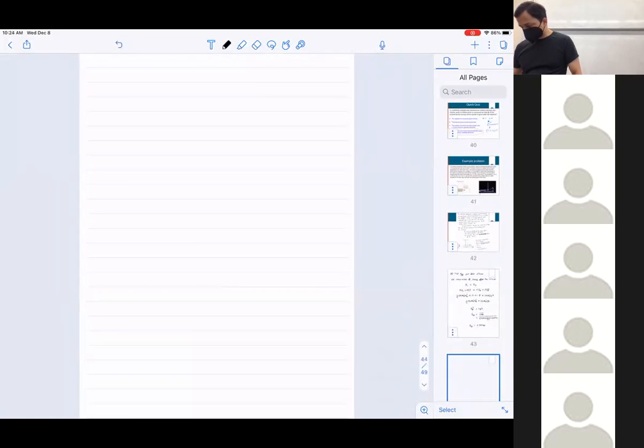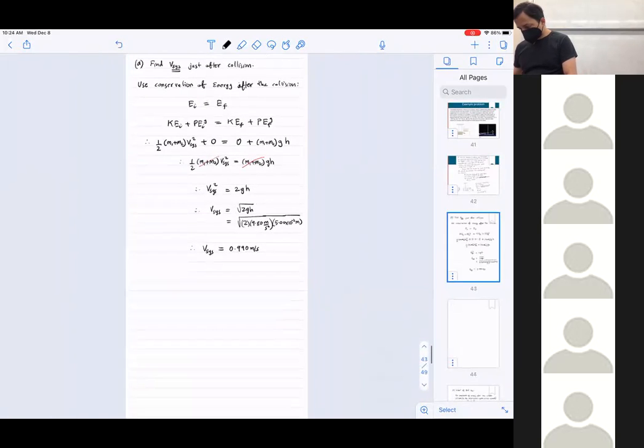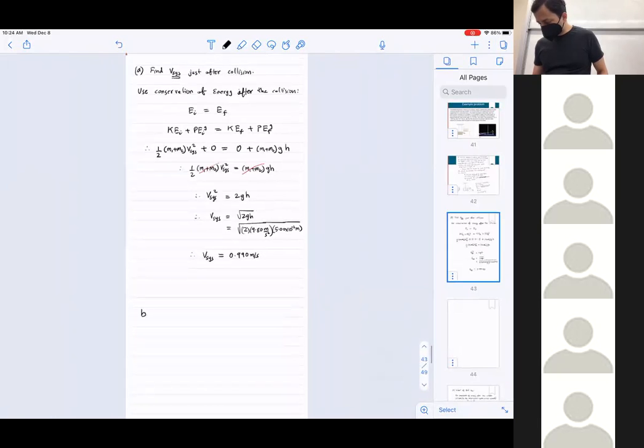Let me add another page here. Now I'm going to come to part B, where we want to find the initial velocity of the bullet, v1 initial. Now notice in this perfectly inelastic collision between the bullet and the block, the kinetic energy is not conserved, because it's a perfectly inelastic collision. The only thing that's conserved is momentum. So we will use momentum conservation in a perfectly inelastic collision.